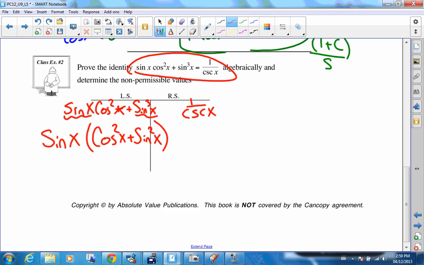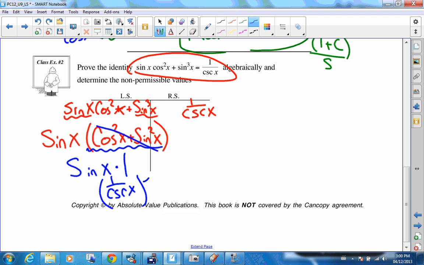Now, once I've done this, I should be immediately getting a little bit of a thrill, because this cos squared plus sine squared, there's my hammer. So I hit that with my hammer, bang, that becomes 1. So I get sine x times 1. Now, if I really wanted to, I could write that sine x as 1 over cosecant x. And there we go. Left side equals right side.